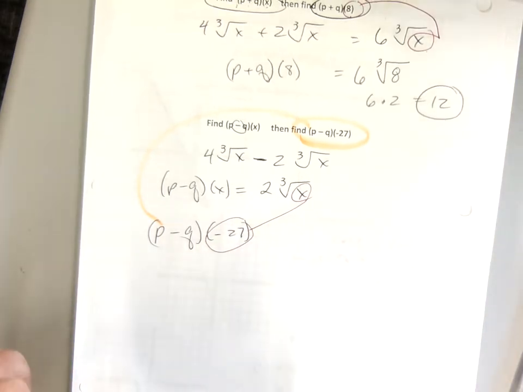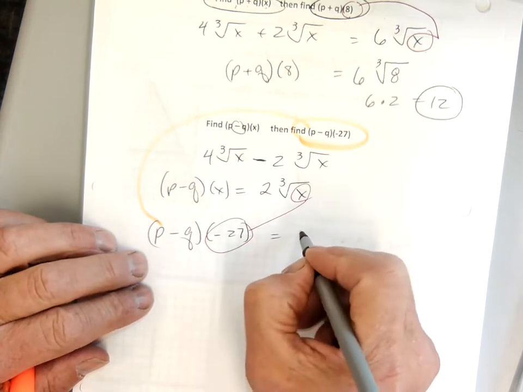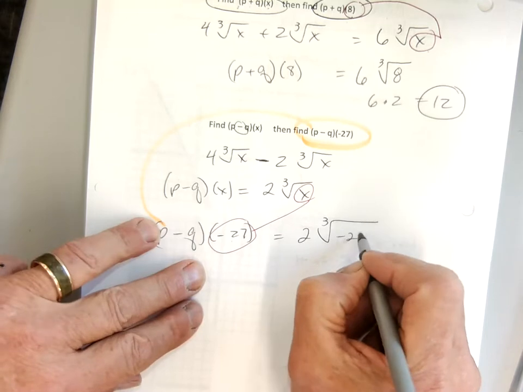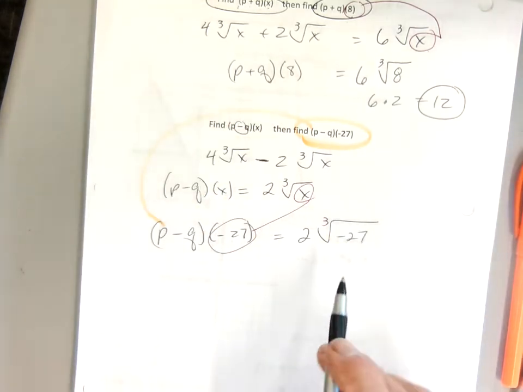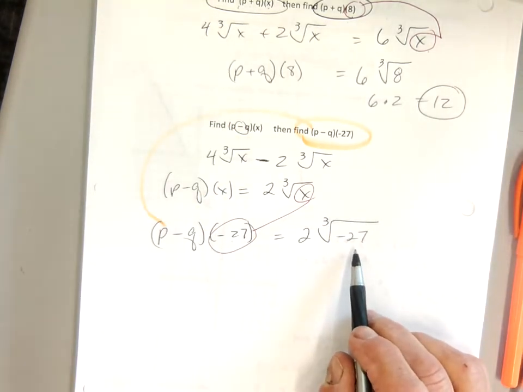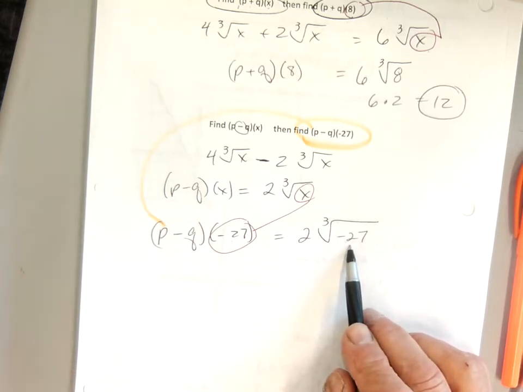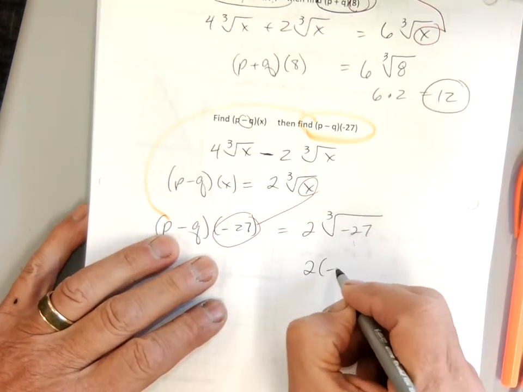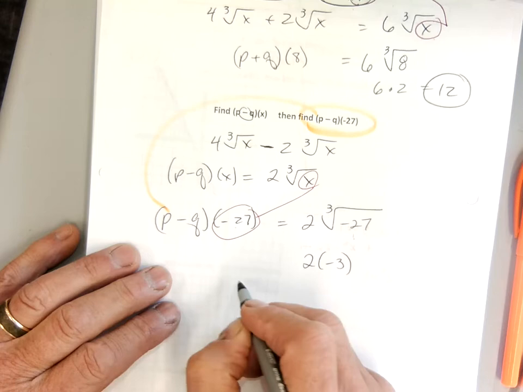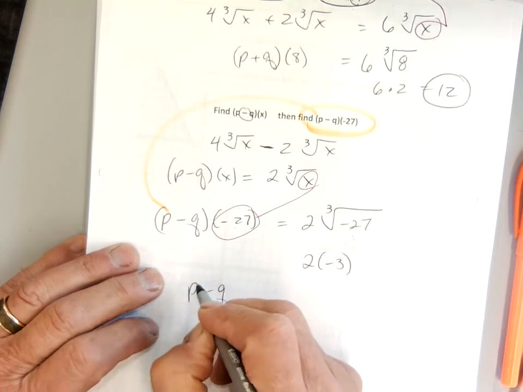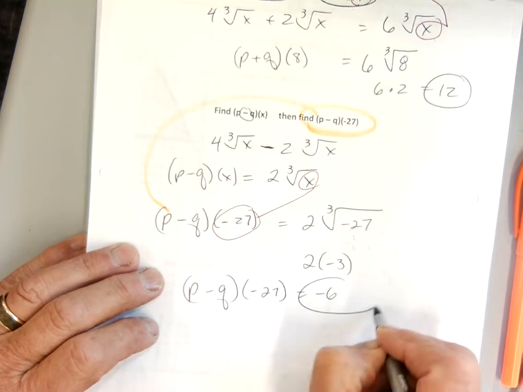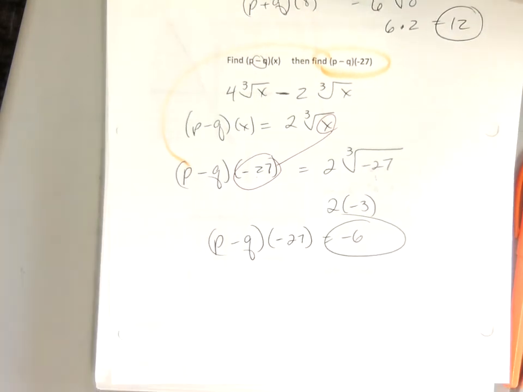So I'm going to rewrite this as 2 times the cube root, not of X, but of negative 27. And hopefully we know what that is. Negative 3 times negative 3 times negative 3 is negative 27. So the cube root of negative 27 is negative 3. So I got 2 times a negative 3, which is a negative 6. So P minus Q of negative 27 is negative 6. Okay, there you go. That's all I have.